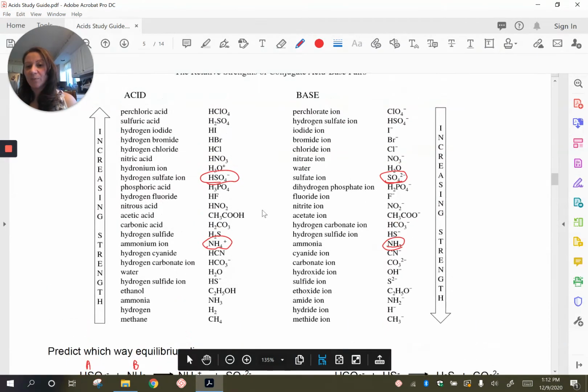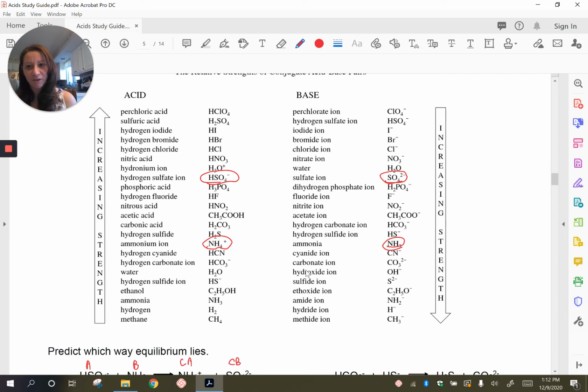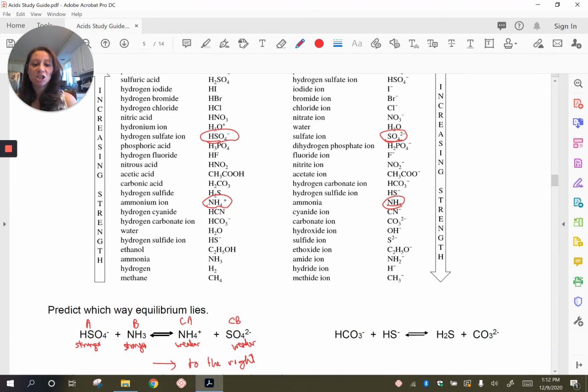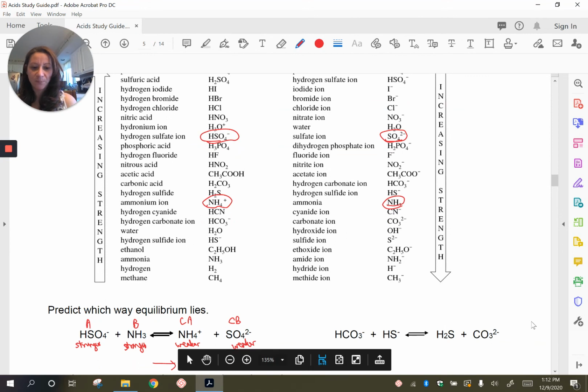If you're not given a table like this, sometimes you're given a table of Ka values and Kb values. Ka is the acid dissociation constant, Kb is the base dissociation constant. So you can check those values. Whichever has a higher Ka or a higher Kb is the stronger species. Okay, let's do this equation right here.